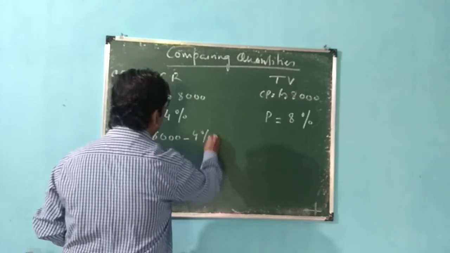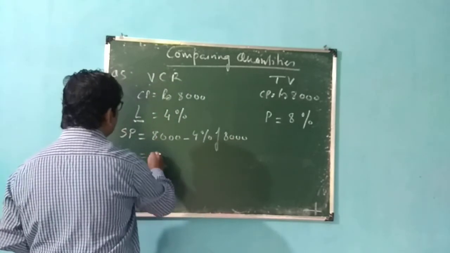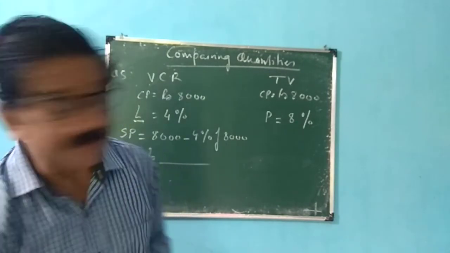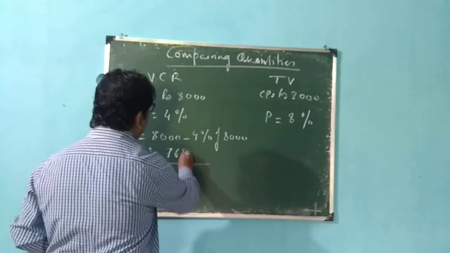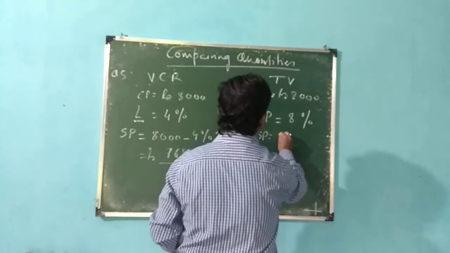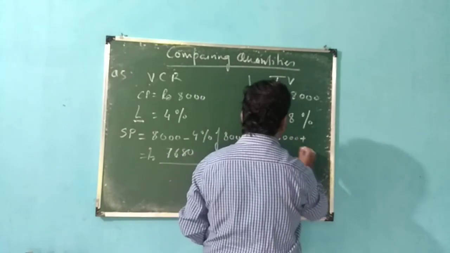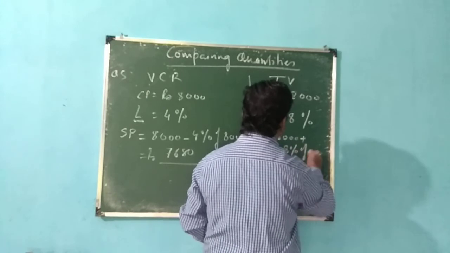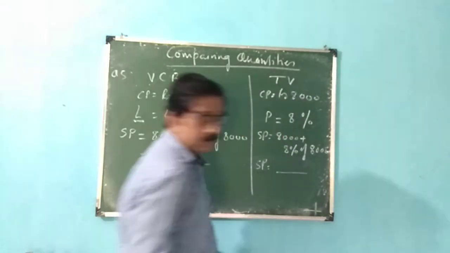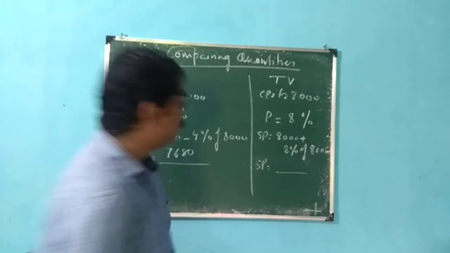So 4% of rupees 8,000. You do this, and the answer you will get here is 7680. And in this case, this will be plus, remember profit is there. So this is 8% of 8,000. 8% of 8,000 will give you 8640.